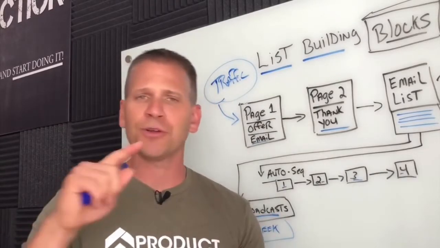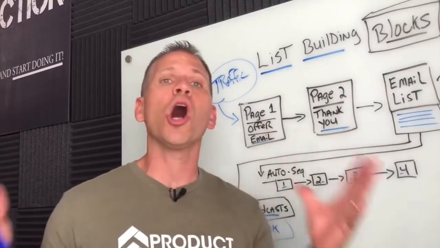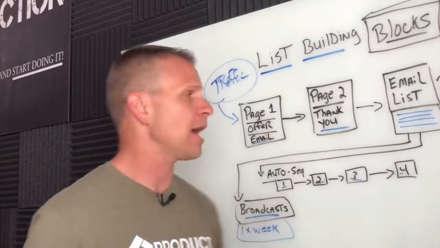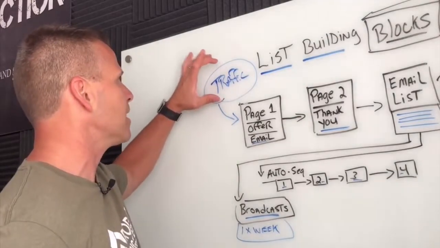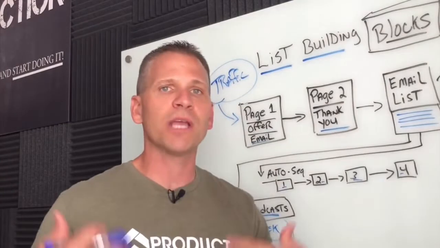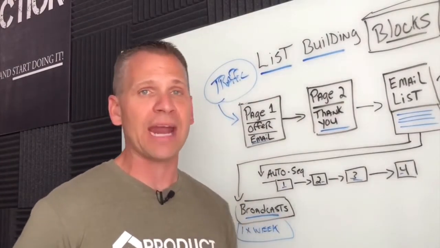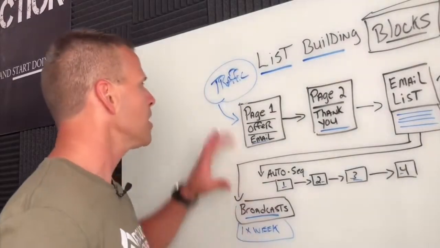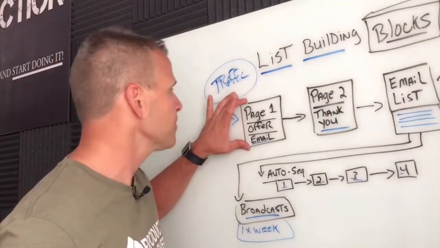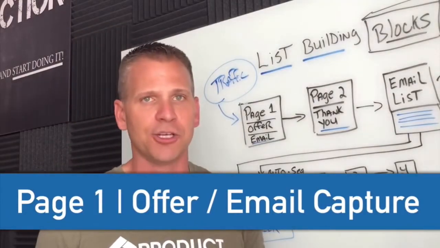But there's YouTube, there's Facebook, there's Instagram, there's your blog. There's all different kinds of traffic, all right? But we need to have that traffic. And then once we have the traffic, we got to build this so then people can go through this process or get entered into our brand. And then we can start to communicate with them, all right? So page number 1 is your offer page, but it's also your email capture page, all right?